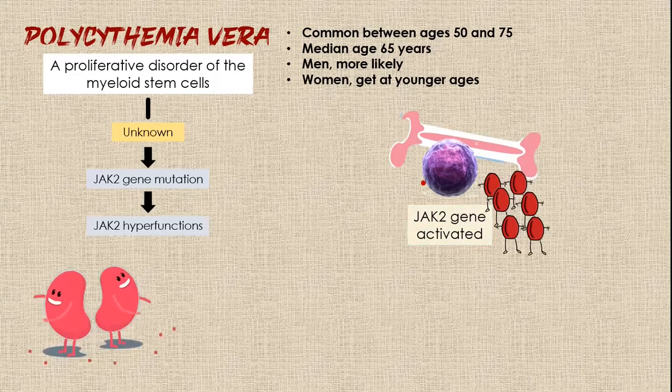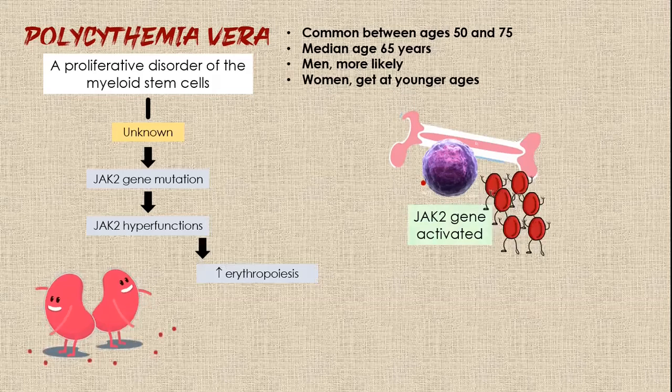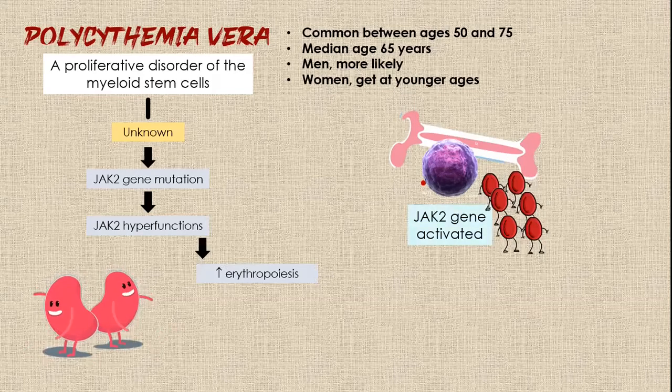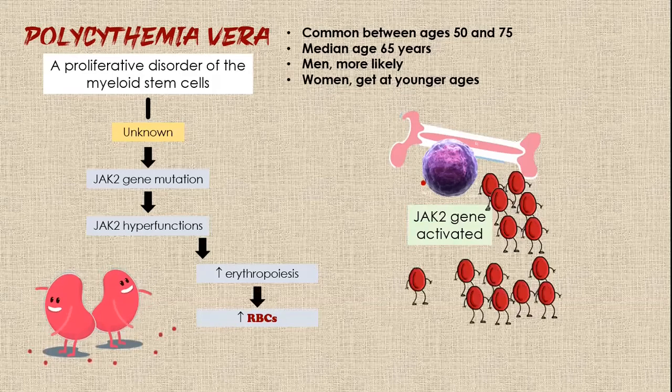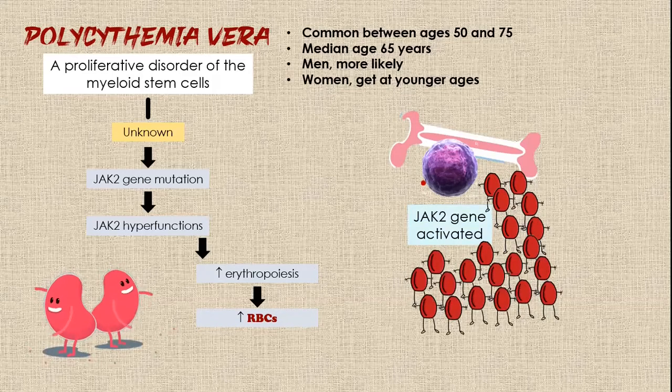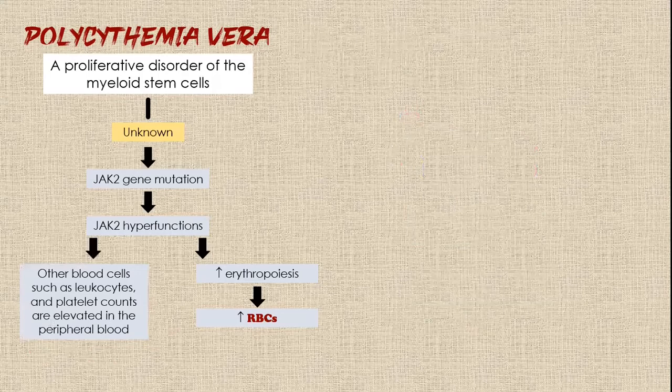Because there is hyperfunctioning of the JAK2 gene, there is increase of erythropoiesis or red blood cell production, hence increase in red blood cells. Other blood cells such as leukocytes and platelet counts are also elevated in the peripheral blood.